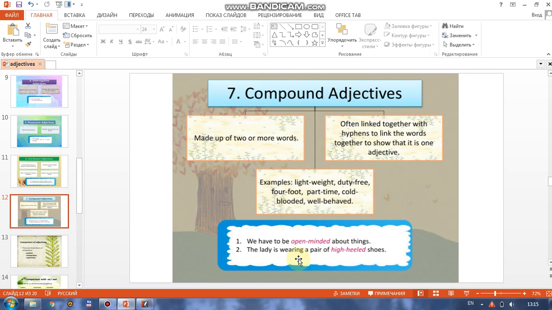Compound adjectives are made of two or more words, often linked together with a hyphen to show that it is one adjective. For example, lightweight, duty-free, 4-foot, part-time, cold-blooded, well-behaved. Let's see: we have to be open-minded about things. The lady is wearing a pair of high-heeled shoes. Open-minded, high-heeled: two words linked with a hyphen.